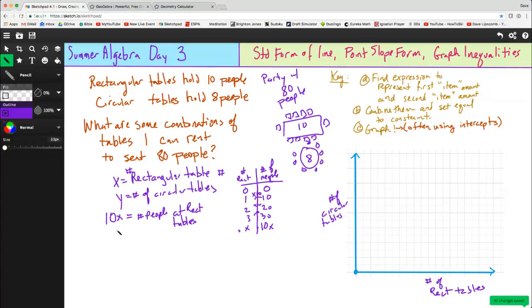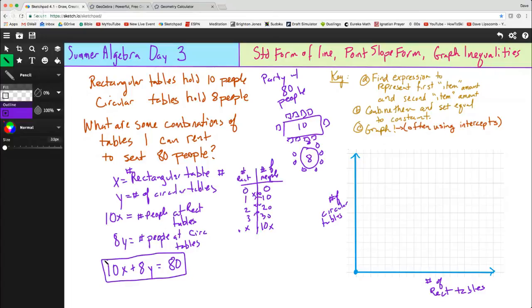And similarly, if we do the same experiment, 8Y equals the number of people at circular tables. So the total number of people I can seat is then 10X plus 8Y, and that's got to equal my 80 people. And so that's my equation. So let's see what we can do. Let's graph using intercepts.